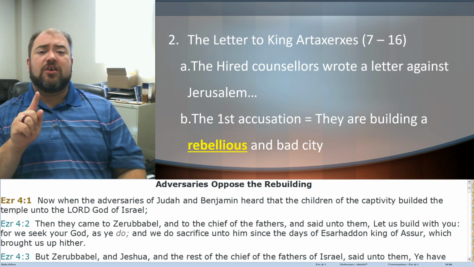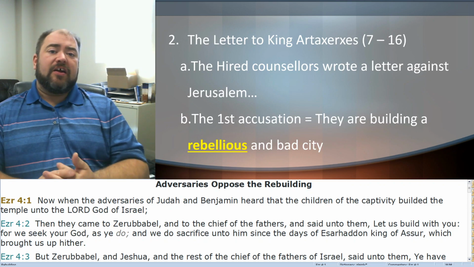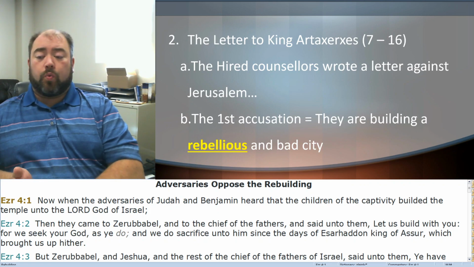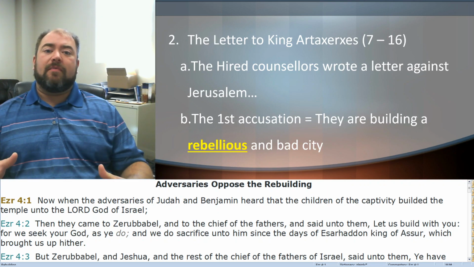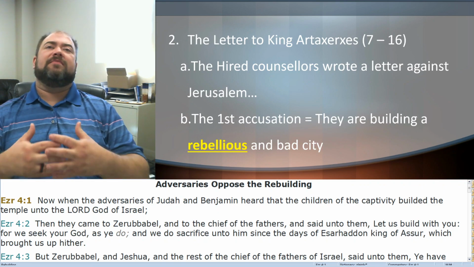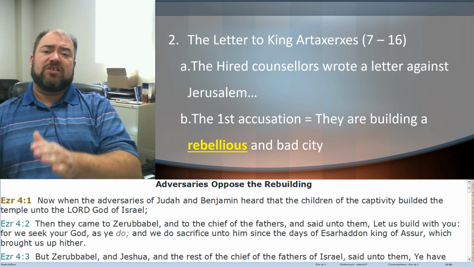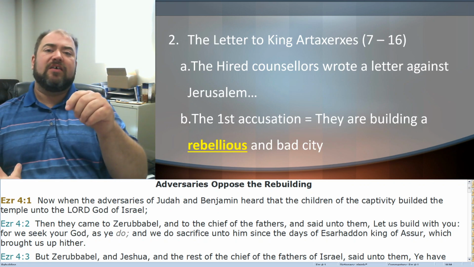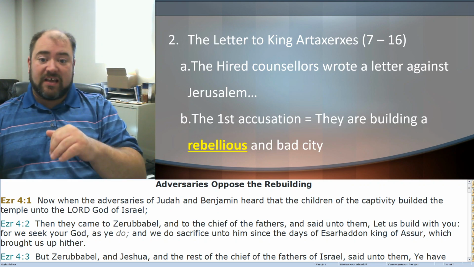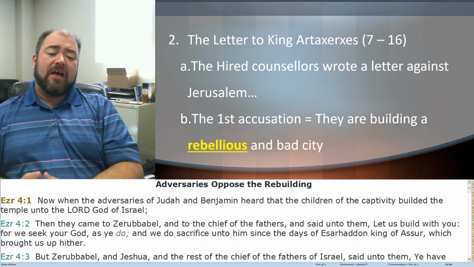The first accusation that they make is that the Jews have come and they are building a rebellious and a bad city. Now, here's the little bit of truth, okay? The reality is, before captivity, the Jews, Judah and Benjamin, were rebellious. They were rebellious against the kings that were coming in and trying to take them over. They were trying to maintain their freedom. They were trying to maintain the nation that God had given them, what David had ruled over, what Solomon had ruled over, what all these men had ruled over. And so, of course, they were rebellious. They were rebellious against Babylon. They were rebellious against Assyria. They were rebellious against these kings that were coming in and trying to take them over, trying to take their gold and their belongings. Of course they were rebellious.